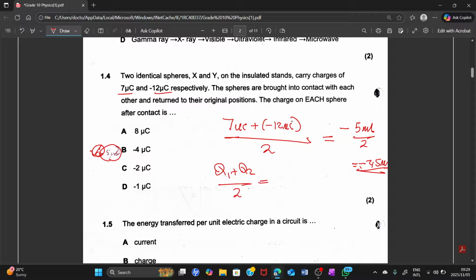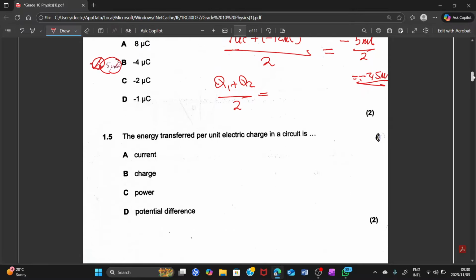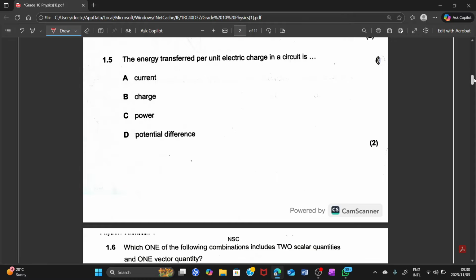This is what I did. You apply those and then you press your calculator. So that was a mistake on that question. That's Limpopo 2023 for you. Now, let's look at the next question.